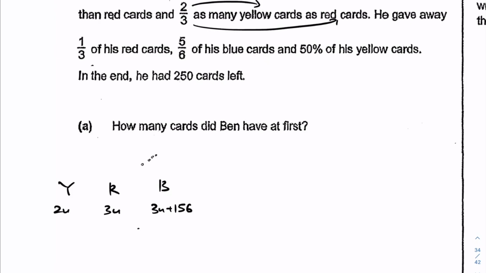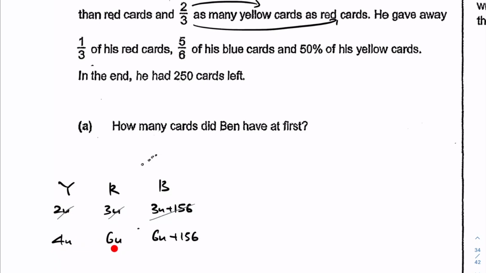Now, 5/6 of 3 units is not going to give me a nice whole number. So I can do something. I can multiply each 3 units by 2, and get 6u plus 156. And I have to do the same for the yellows. I've got 4 units here, so that the relationships do not change. They still hold true. Still 156 more than R, still 2/3 here, the ratio.